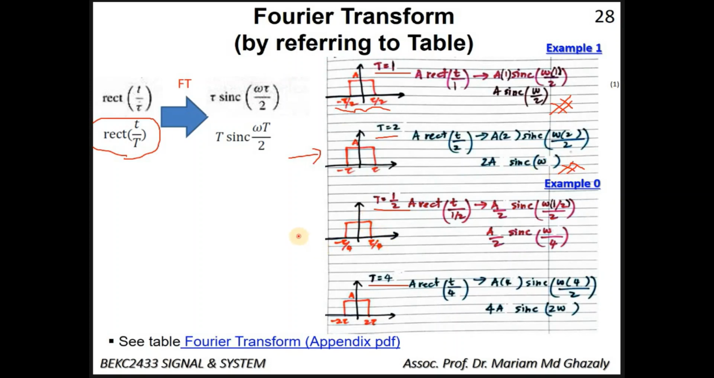Okay, so let's look at the next example. When we have the period from minus tau over 4 to tau over 4.